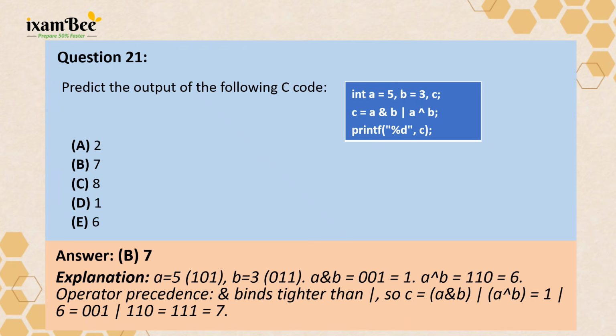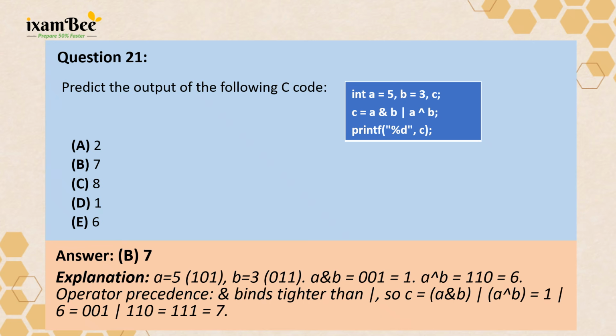So here in binary, A is 5, which is 101, and B is 3, which is 011. Let's compute each piece. A AND B is 101 AND 011, which is 001 or decimal 1. A XOR B is 101 XOR 011, which is 110 or decimal 6.